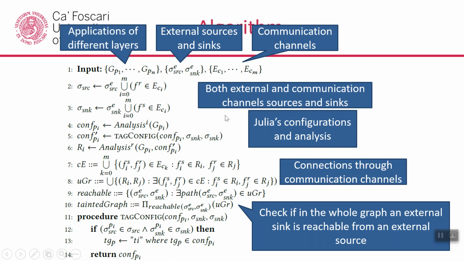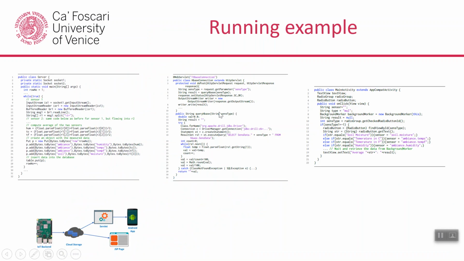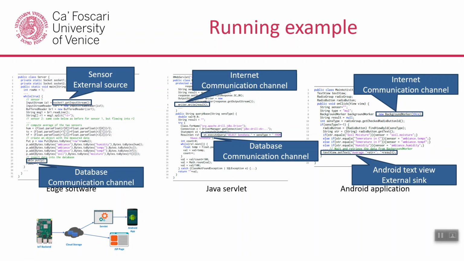This is a rather theoretical concept. How does it work in practice? We have a running example. I'm not going to walk you through the code that we have in the paper. Just read the paper and you will see the minor details. But what we do is, first of all, we start by defining the sources and sinks.